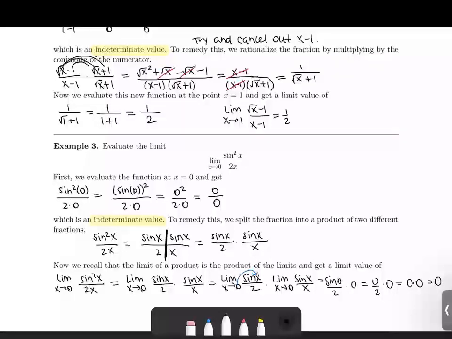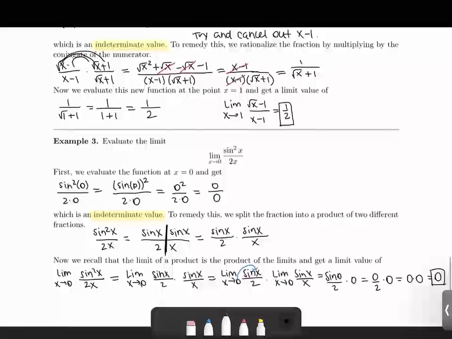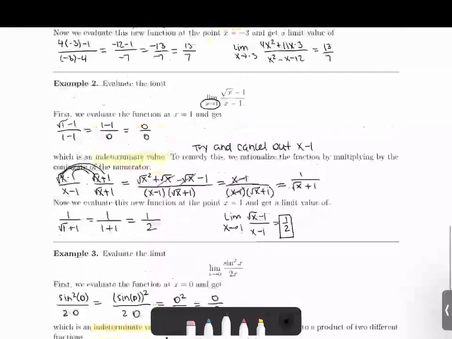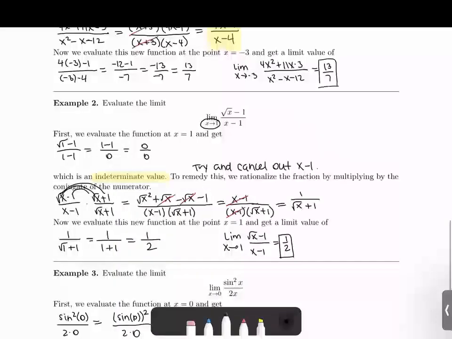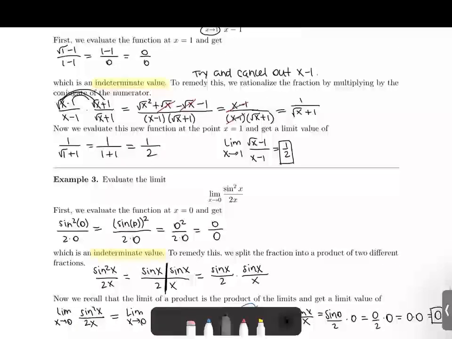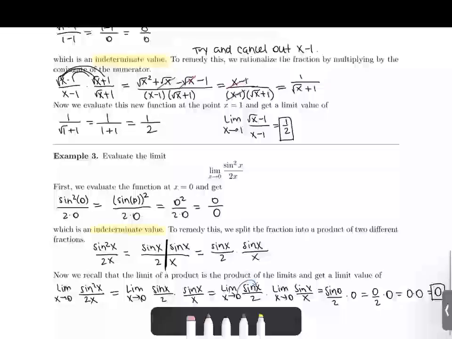Okay. So that's going to be our final answer. I'm going to go ahead and box all of the final answers we had. You can see that we started with 0 over 0 for all three of these examples. However, only for our last example was our limit value actually 0. A lot of times that 0 over 0 will come out to some kind of funny looking numbers. It may be a little bit different.